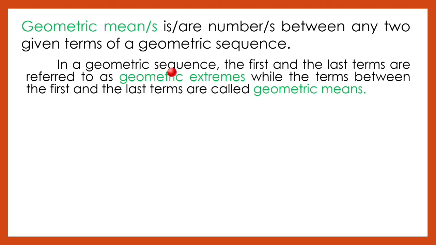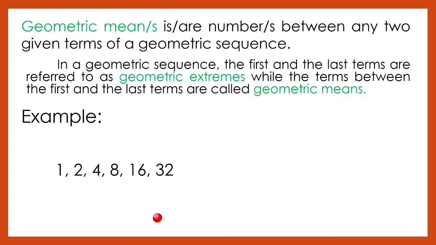In a geometric sequence, the first and the last terms are referred to as geometric extremes, while the terms between the first and the last terms are called geometric means. Let's have example. 1, 2, 4, 8, 16, 32. Ang geometric extremes natin ay yung first and last terms. Ano yung first and last terms? First term is 1 and last term is 32. They are called geometric extremes.